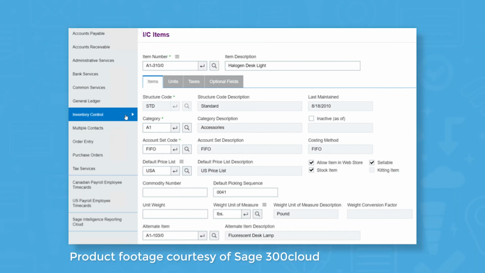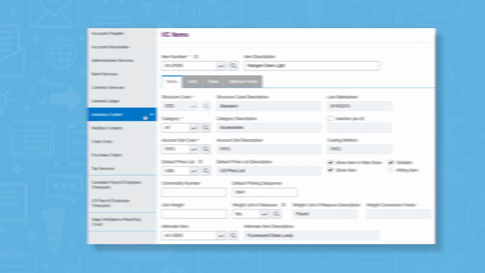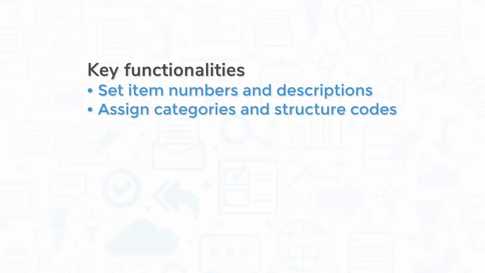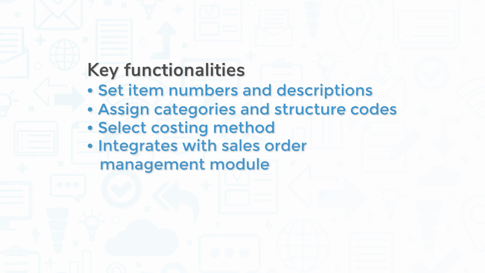For inventory management, Sage offers an inventory module that comes with features for inventory control and serialized inventory and lot tracking. This module is pretty straightforward, letting you see item numbers and descriptions, assign categories and structure codes, and select a costing method, like FIFO. Again, this module is fully integrated with the sales order management module to make sure inventory stays up to date.